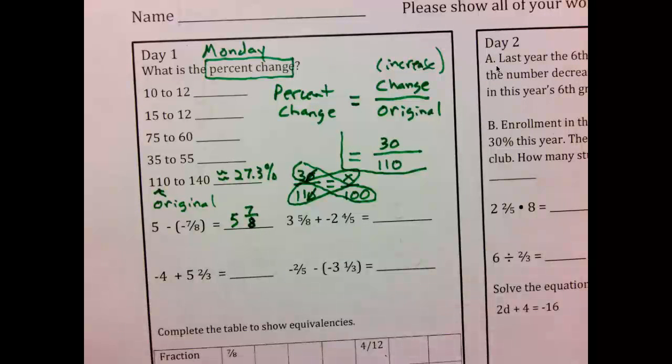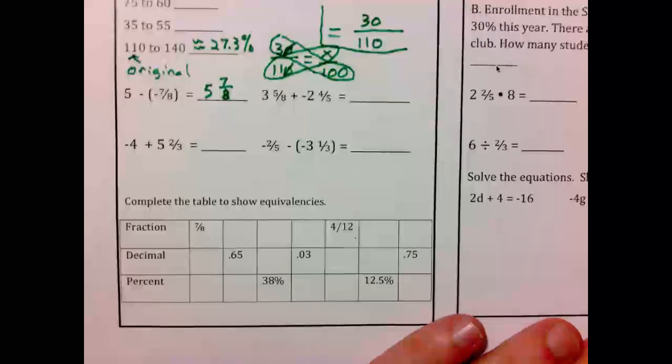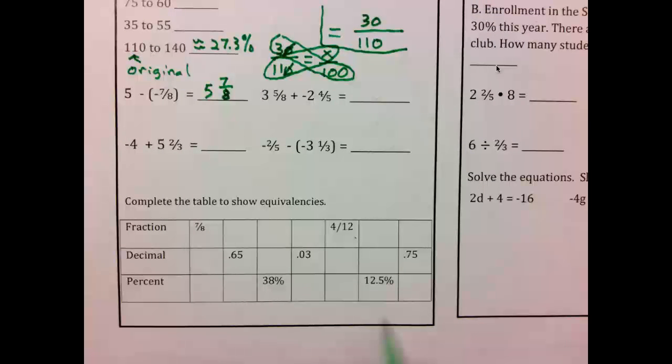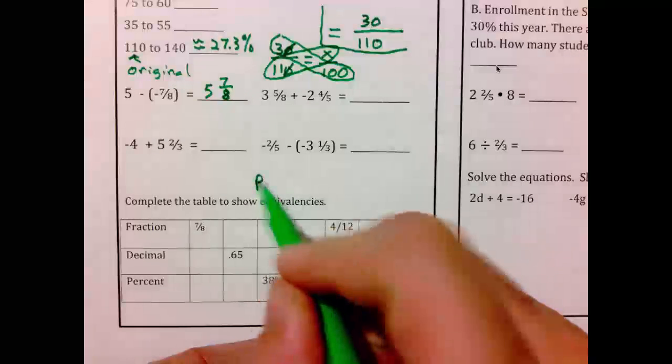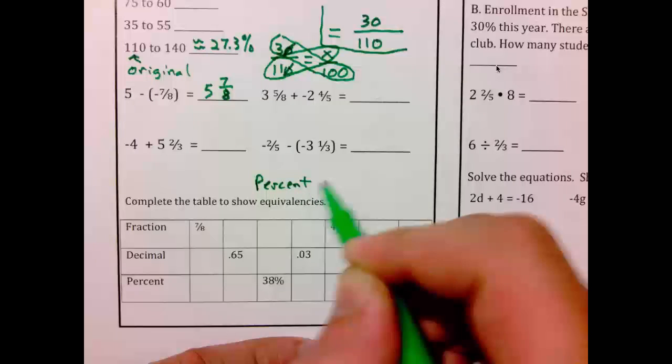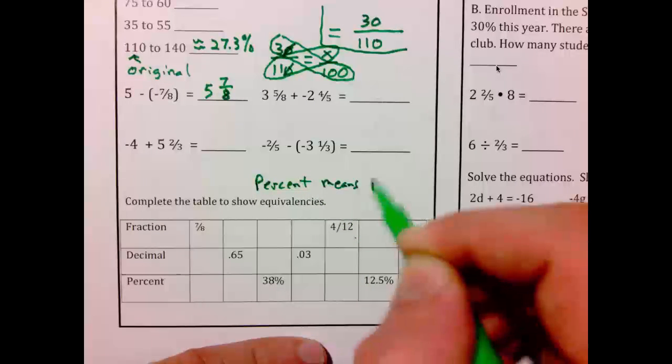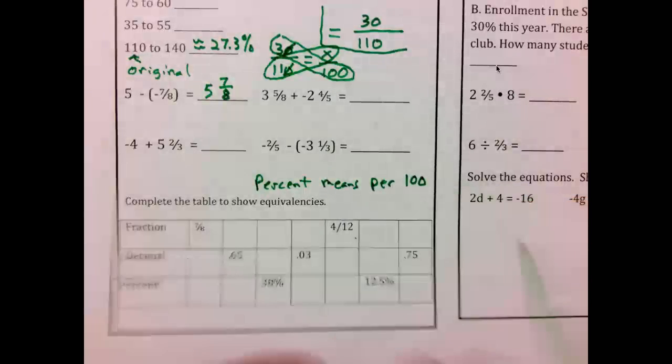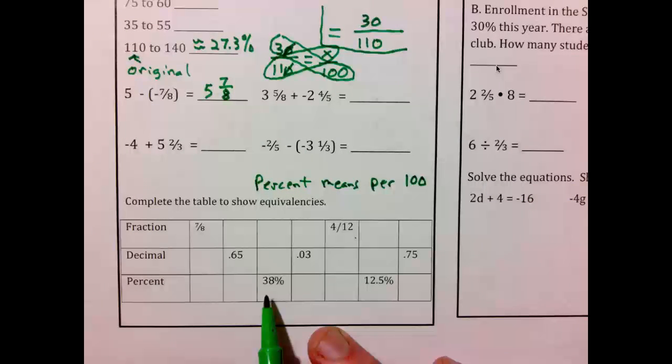Alright. In the bottom section, we are converting between fraction, decimal, and percent. Well, remembering that percent means per 100. In order to convert from a percent to a fraction, or vice versa, we'll keep that in mind. Percent means per 100. So to say 38% means 38 per 100.